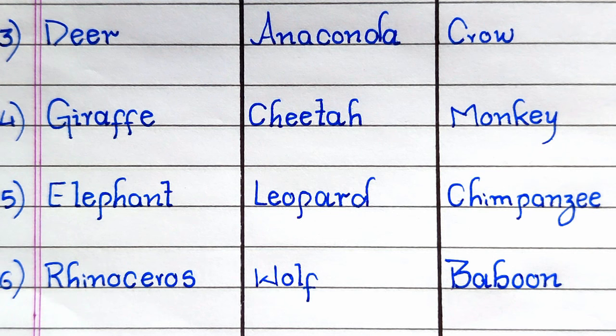Other examples of herbivore animals are deer, giraffe, elephant, rhinoceros. Other examples of carnivore animals are anaconda, cheetah, leopard, wolf. Other examples of omnivore animals are crow, monkey, chimpanzee, baboon.